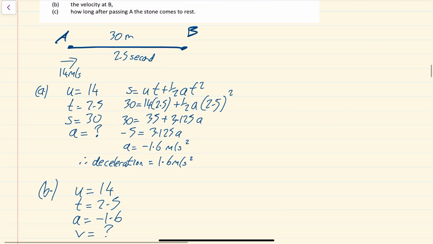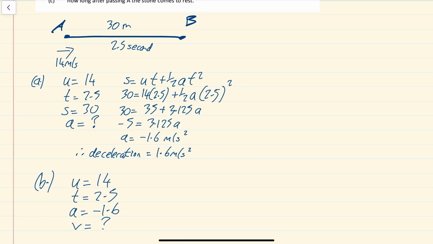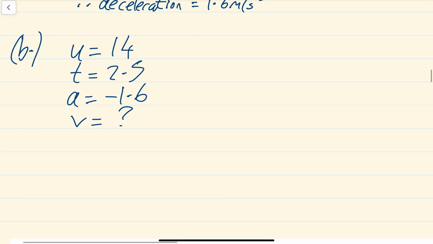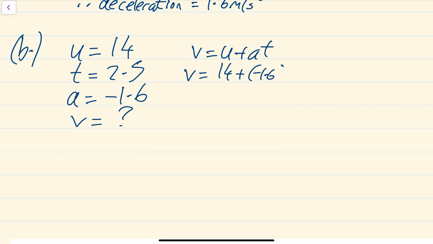So if you look back, you're thinking how we got this. Initially at A, I was going at a speed of 14 meters per second. The distance from A to B is 30. We didn't use that actually, but our time from A to B is 2.5. We've just worked out our acceleration is minus 1.6. We'll use this because this allows you to use a really easy formula. V is equal to U plus AT. So in this case, V is equal to 14 plus minus 1.6 times my time, which is 2.5. Again, don't be a hero, fire that into your calculator. And I got 10 meters per second.